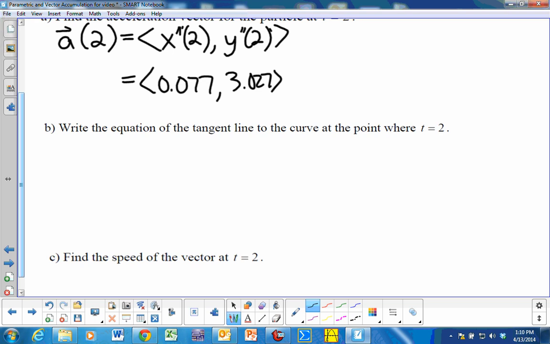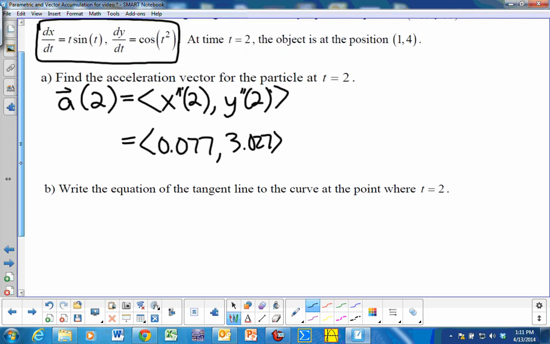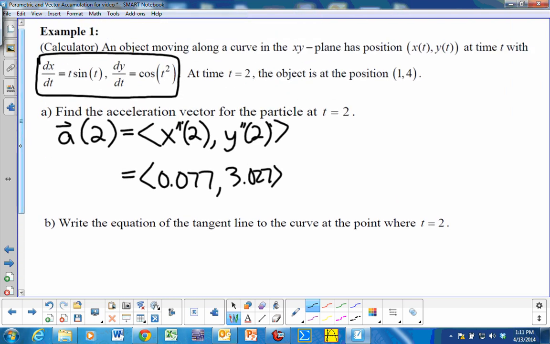Also, okay, so now we want to write the equation of the tangent line. Well, what do we need to write an equation of a line? We need the slope and we need a point. Let's see that they have given us a point. They told us at time t equals 2, because we want the tangent line at time t equals 2, the point is (1, 4). So I know the point, so the only thing left for me to do is find the slope.